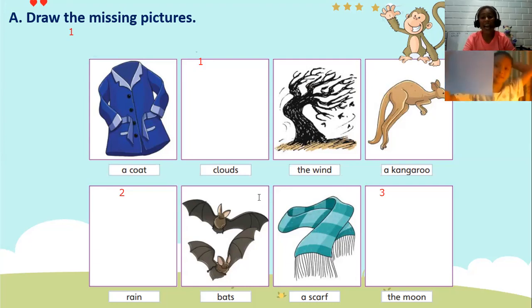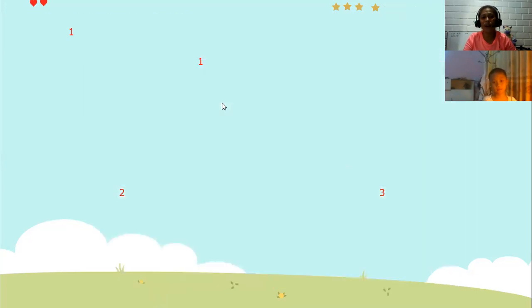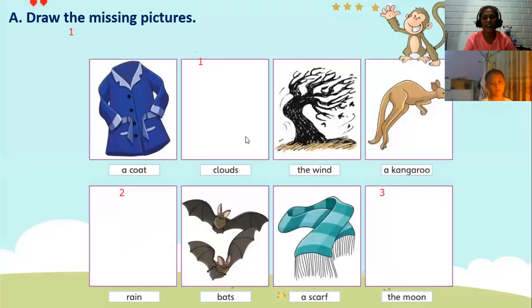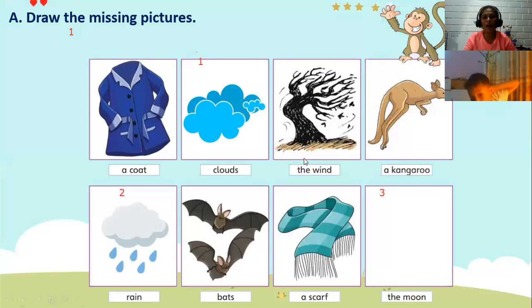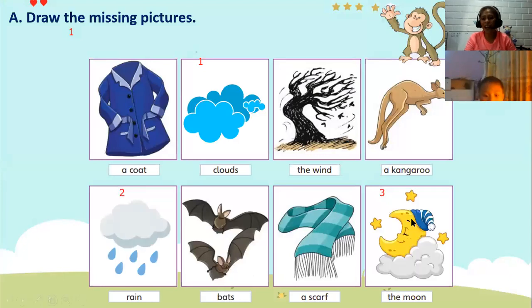Okay, Teacher Anne will show you how to draw the clouds. How clouds look like. Okay, number one. Oh, sorry. Number one. Oh, what happened? Wait for a while. Okay. In number one. Okay. Look at. Okay, in number one, this is the clouds.